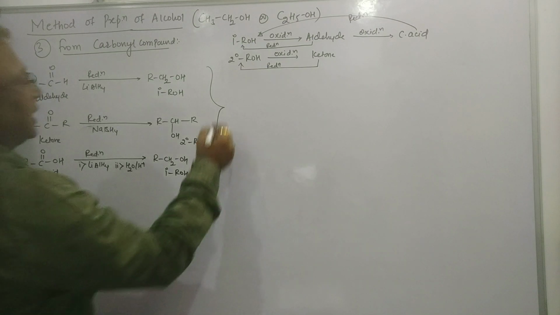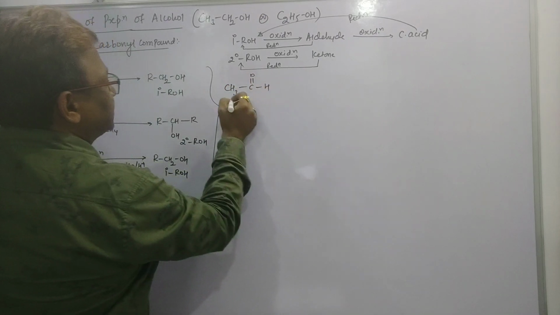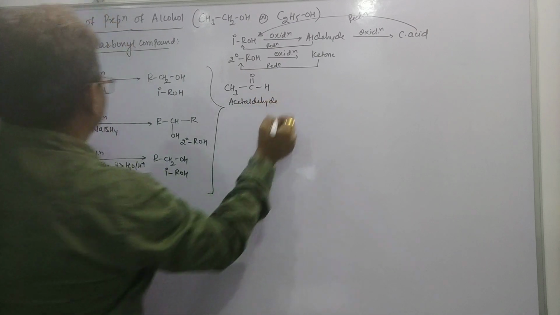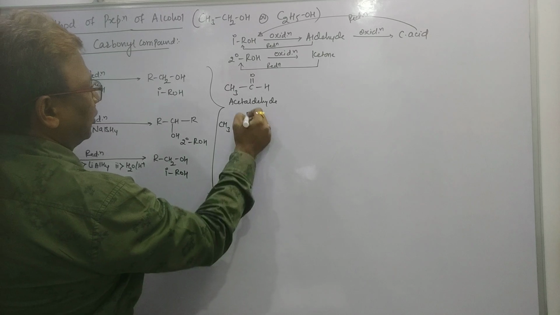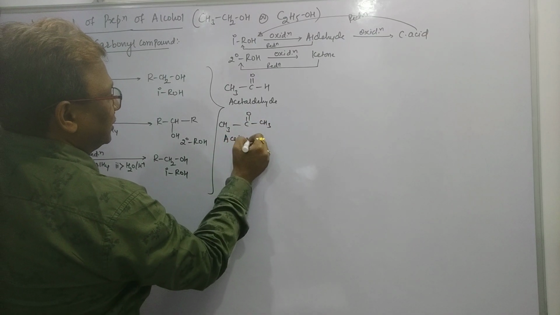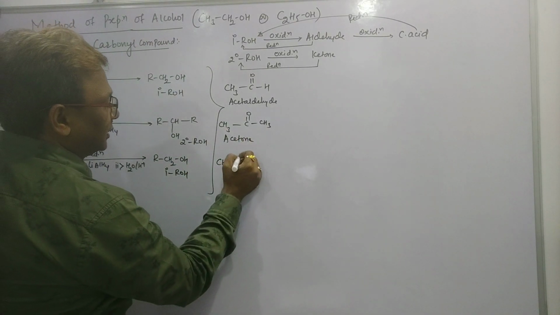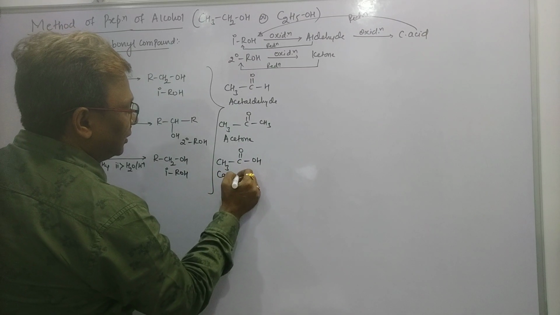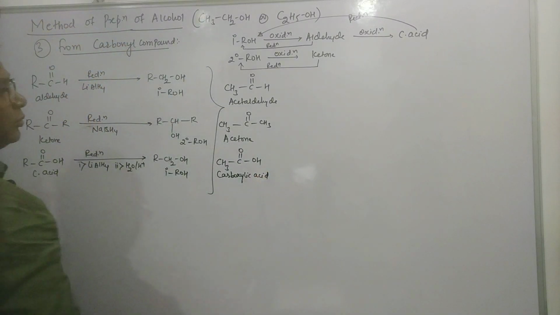In place of R, I am going to put CH3. Then it becomes CH3-C double bond O-H, and it will be called acetaldehyde. Second one, in place of R, I want to put CH3. Then C double bond O, CH3, 2-propanone, called acetone. Third one, in place of R, put CH3. Then what we have is C double bond O, OH, and this will be called what? Carboxylic acid.